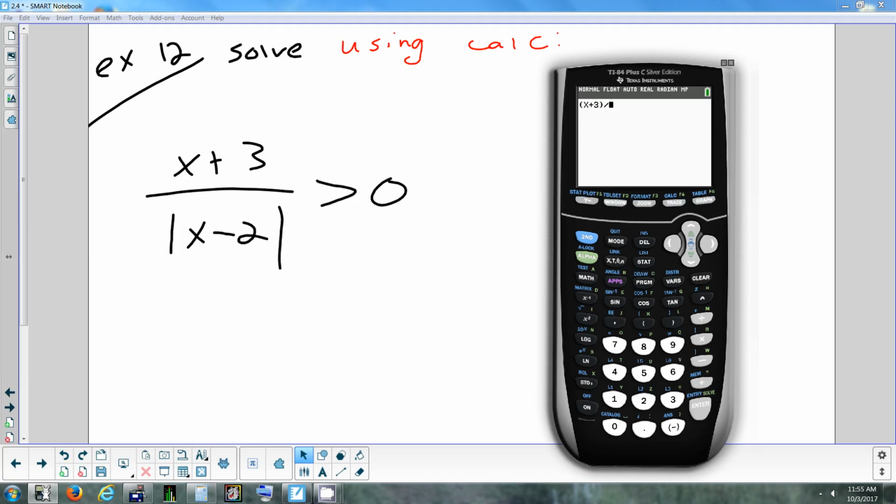Does anyone remember where the absolute values are? Math and number. Yep, we're going to go to math, then go to number, and it's the first option, absolute value. Okay, so let's graph that and see what it looks like.